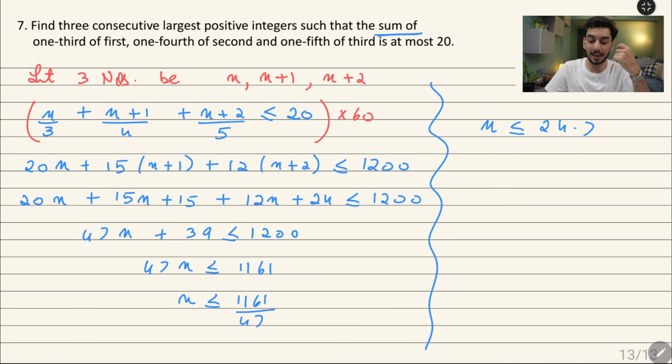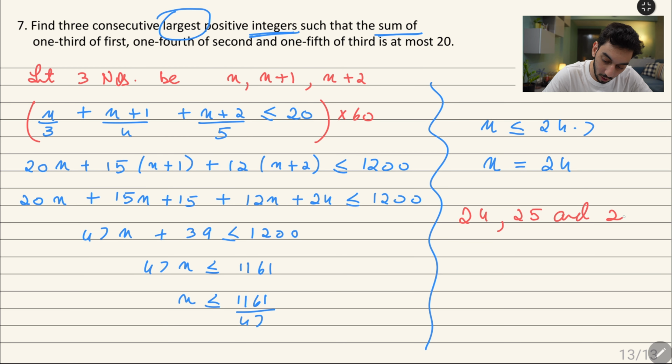Now, since it is an integer, because the question says positive integers, I'll have to take an integer which is less than 24.7, and it also says the largest positive integer. There are tons of integers which are less than 24.7, but I have to take the largest one. So x is supposed to be equal to 24. That is my first number. The second number would be x plus 1, and the third number would be x plus 2. So my final answer would be 24, 25 and 26. So these are basically my numbers.